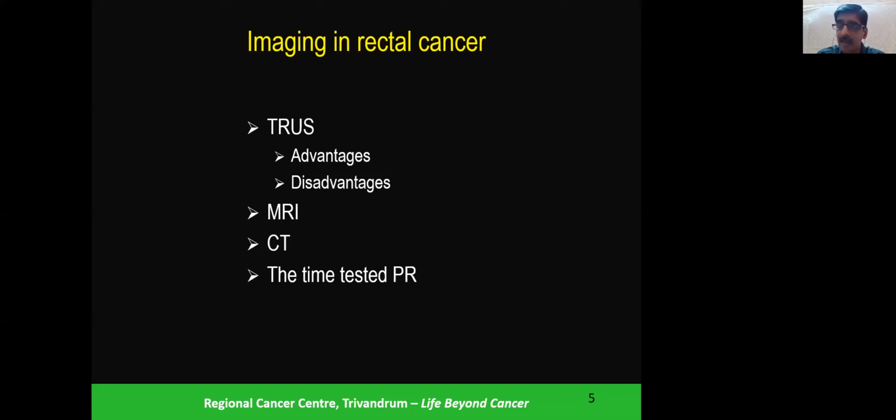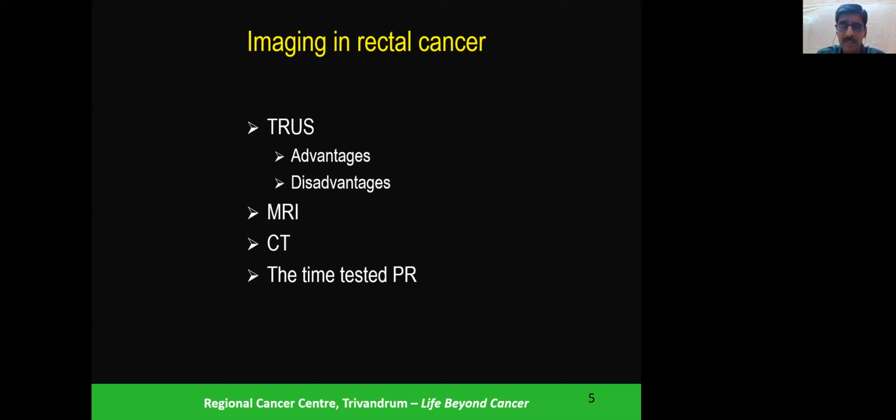So in early lesions, TRUS is useful. But in all other lesions, T3, T4, or node positive lesions, where we are looking at the extent of the lesion, the nodal spread, or the involvement of the mesorectal fascia, MRI is the imaging modality of choice in rectal cancer. A well-planned CT is also good enough. But if you ask me which is the imaging modality of choice, I would say it is MRI.